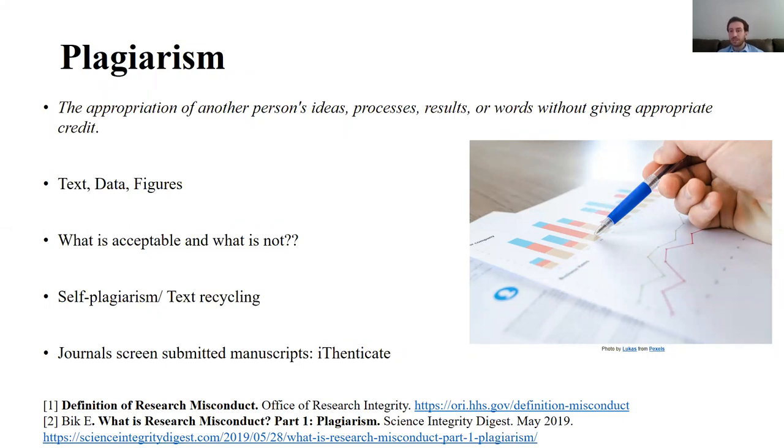Sometimes it's acceptable to take somebody else's text, but you have to give appropriate credit. So let's say you find a nice sentence in the introduction of another study and you want to use that same structure. In order to do that, you can either put that sentence in between quotation marks and give appropriate reference to the study you're taking that text from. Another way is rephrasing that sentence, and we'll talk about that later. But it's not acceptable to take it word by word without the quotation marks, even if you reference the study. And it's also not acceptable to take it without appropriate credit.